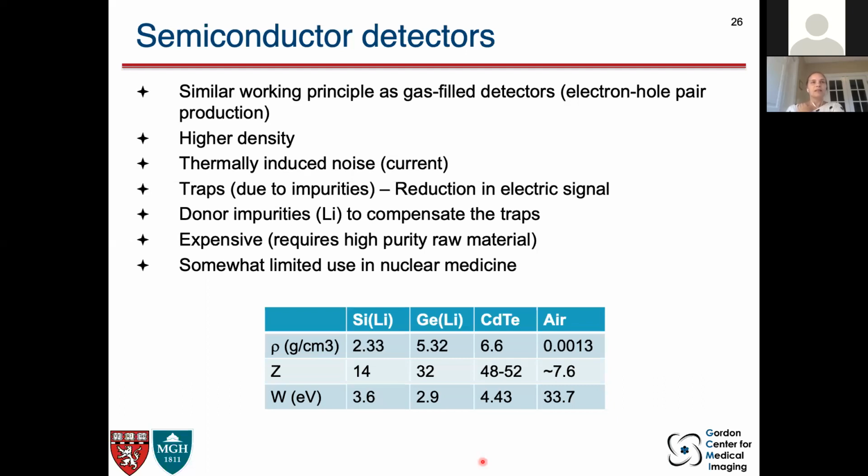So because of these thickness limitations and the price of semiconductors, the use of them is somewhat limited, and they're used in some SPECT systems, because in SPECT we have lower energies compared to PET, but they're not great for high energy gammas if you want to have high efficiency at a reasonable price.